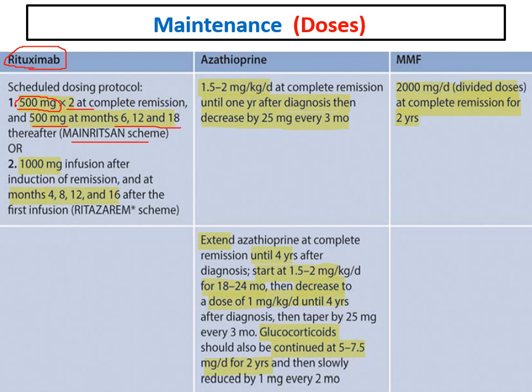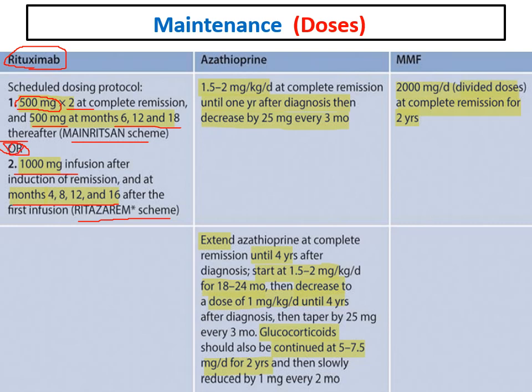Or to give a 1 gram infusion after induction of treatment at induction of remission, and then to give 1 gram at months 4, 8, 12, and 16 after the first infusion. This is the second protocol. We can use either of them.